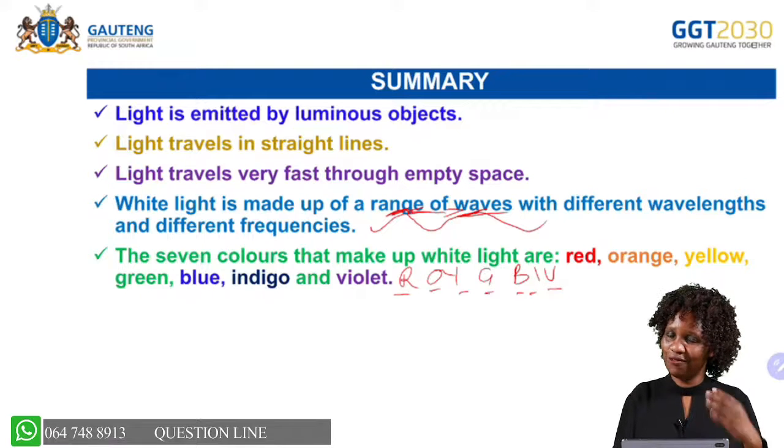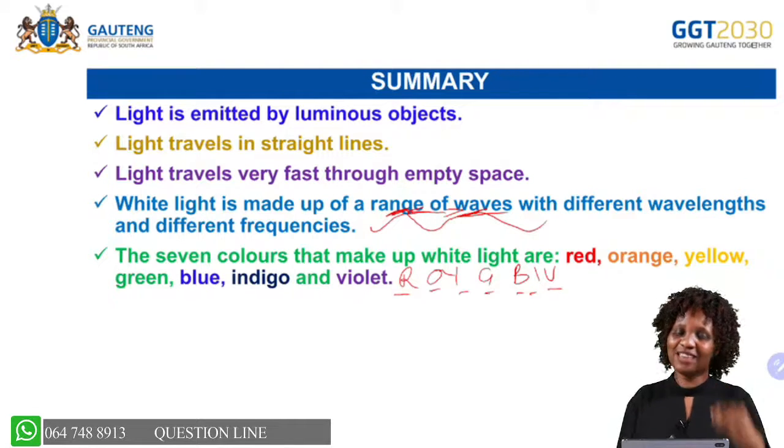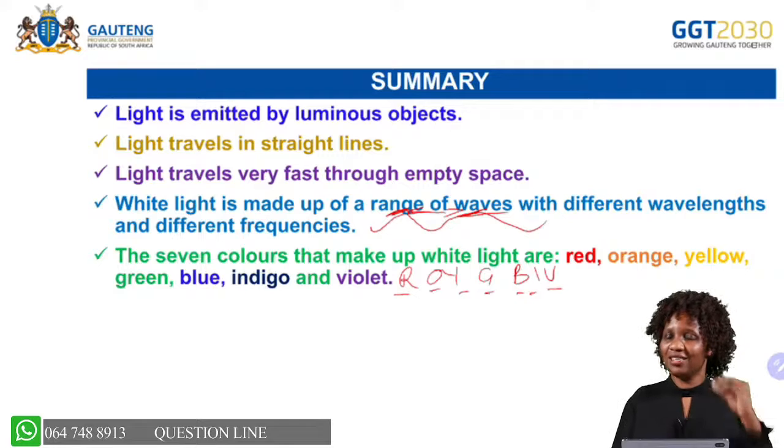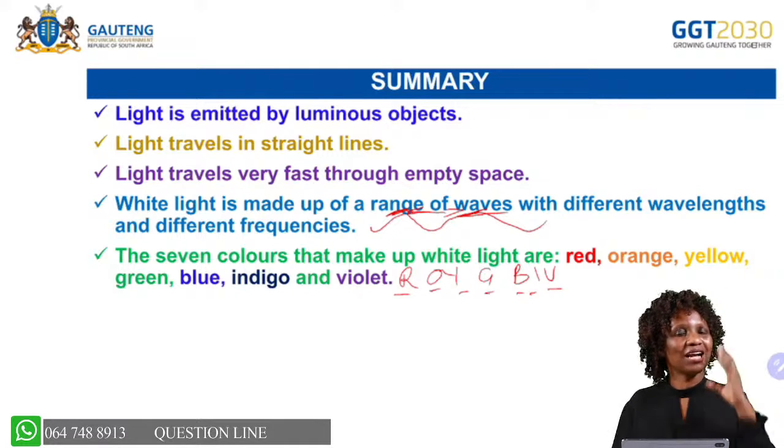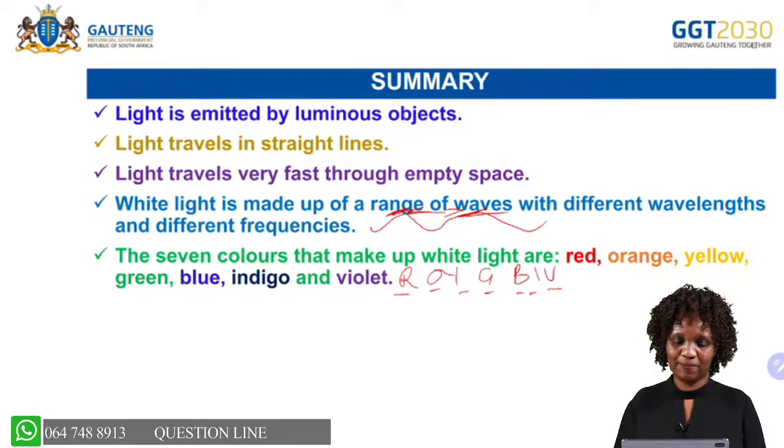All right. Don't forget these. They are the 7 colors. They are the colors of the rainbow. They are the colors that make up white light.